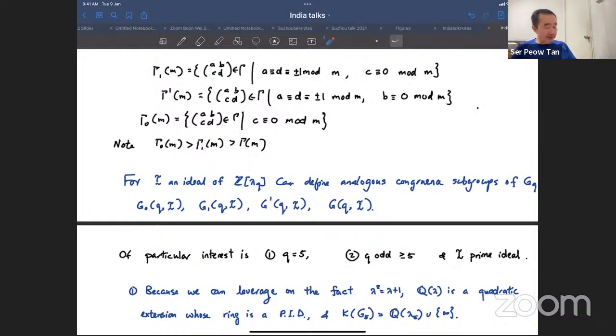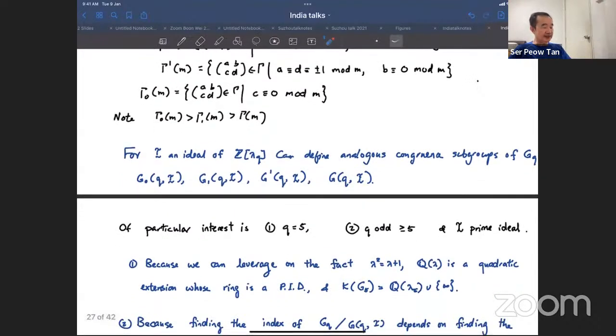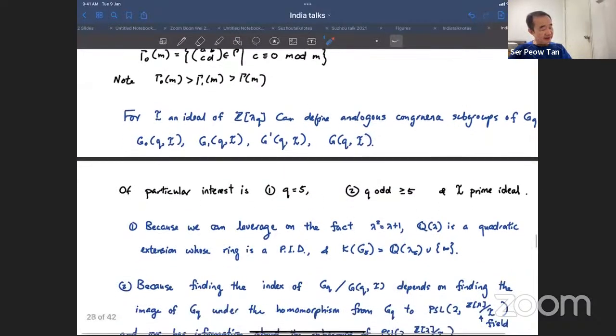Okay, so now let's look at what happens in the Hecke group GQ. In GQ, I can look at ideals of this ring Z adjoin lambda, and then I can define analogous congruence subgroups of GQ in much the same way. Remember that before, the ideal was just the ideal generated by M. Of particular interest are these two cases: when Q is equal to 5, or when Q is odd and bigger than 5 and I is a prime ideal.